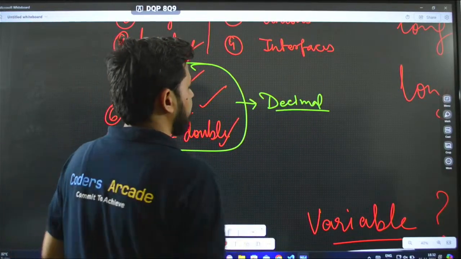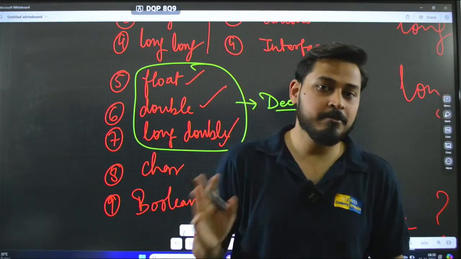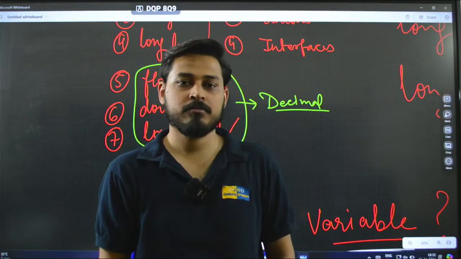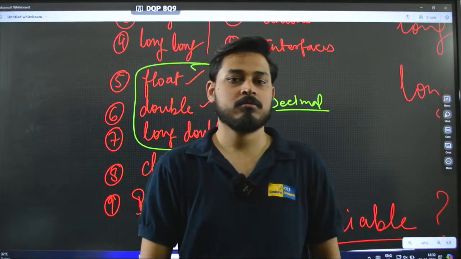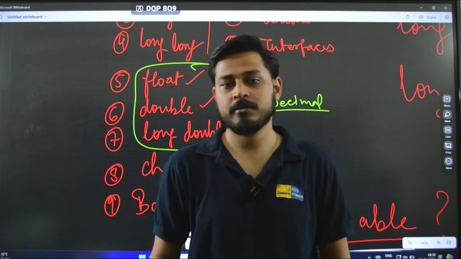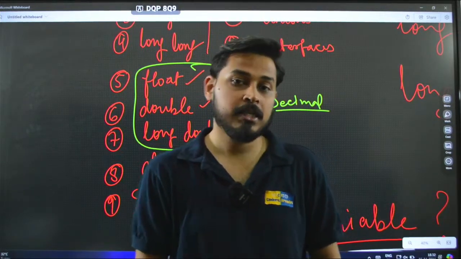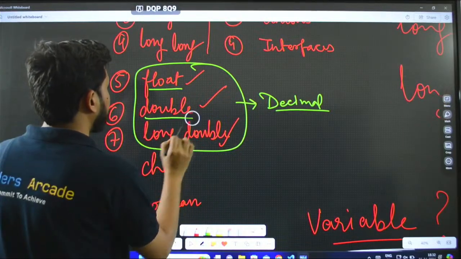These are decimal numbers, point values. Integer numbers you already understood, that is short, int, long and long long. Similarly, we have float, double and long double. These are the decimal types, and in these also we have sizes. The smallest decimal type number is float, then we have double, and then we have long double.